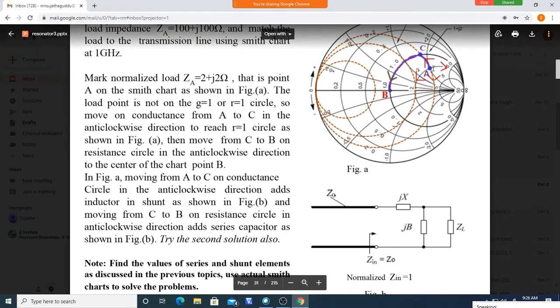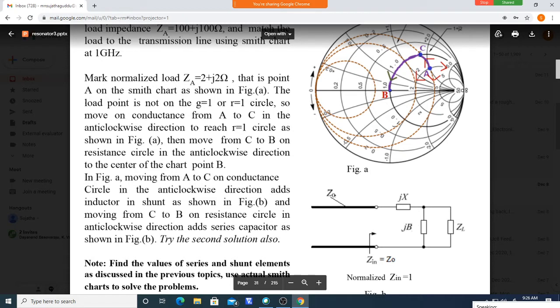But from here, you can reach only the r equal to one circle. See here, you can move like this on the conductance circle. From here, if you move like this, you will be reaching the r equal to one circle. So you start here and move on the conductance circle in the anti-clockwise direction and reach this point, that is the r equal to one circle.